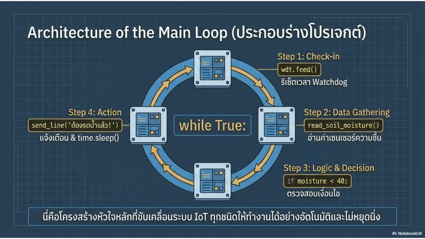The main loop architecture is essential for reliable IoT operation. It follows a 4-step cycle. Check-in by feeding the watchdog, gathering data, logic and decision-making, and taking action, such as sending a notification.